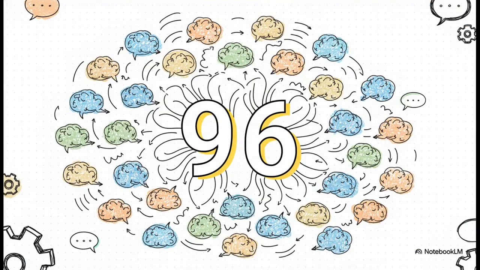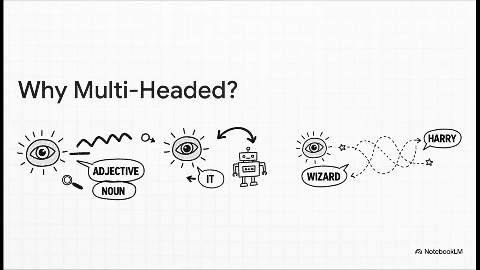A model like GPT-3 doesn't just have one of these little attention heads. No, it runs 96 of them, all at the same time, in parallel, inside just a single processing block. That means for every word, there are 96 different conversations happening simultaneously. So why on earth would you need so many?